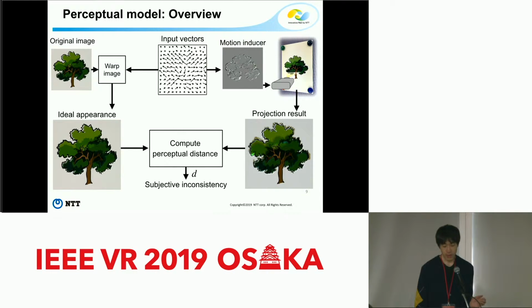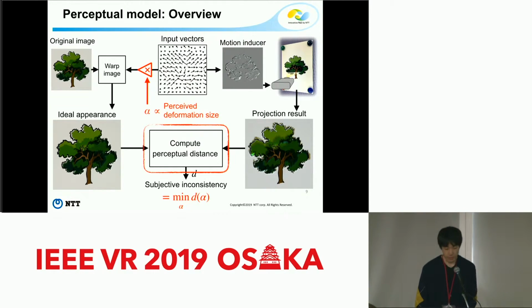However, usually under bright environmental light, the projection of the motion-inducer does not produce as large a motion impression as the sizes in the input vectors. So we need to consider the perceived deformation size. Here we introduce an additional parameter alpha that scales input vectors to make the vector size as close as possible to the perceived level. And we jointly estimate this perceived deformation size as well as the subjective inconsistency by finding an optimal alpha that minimizes the perceptual distance.